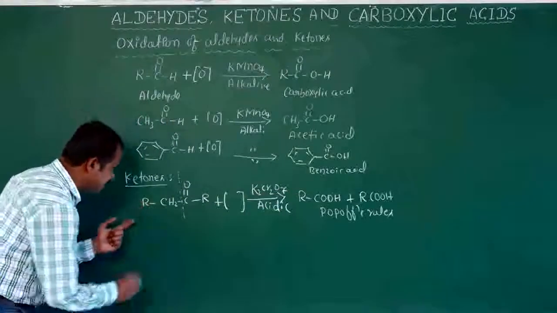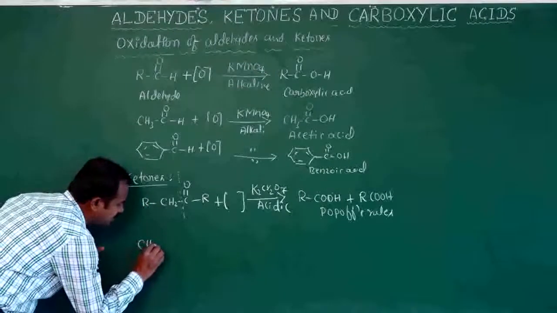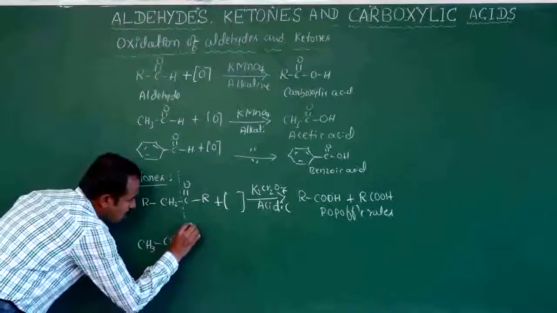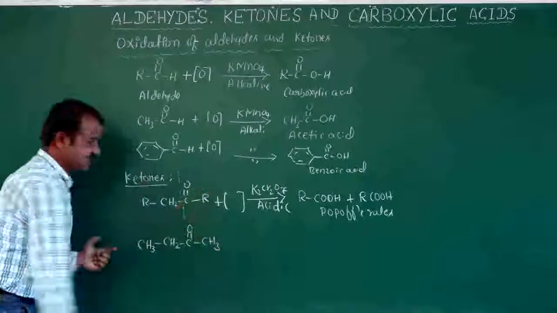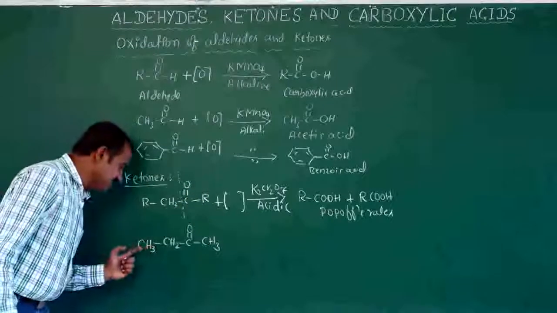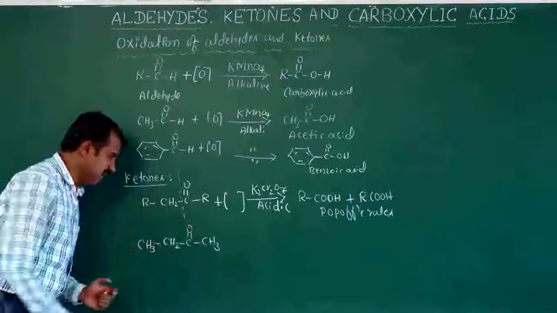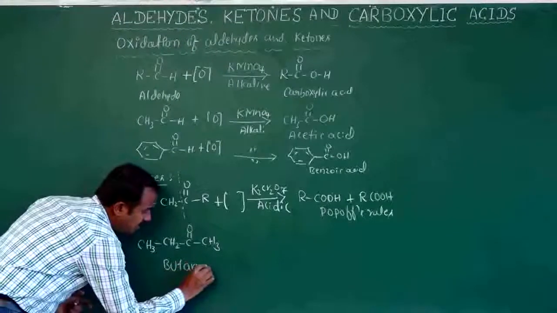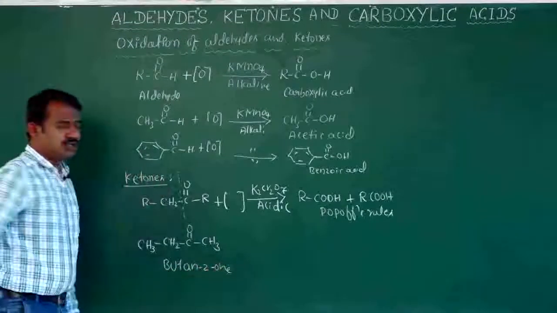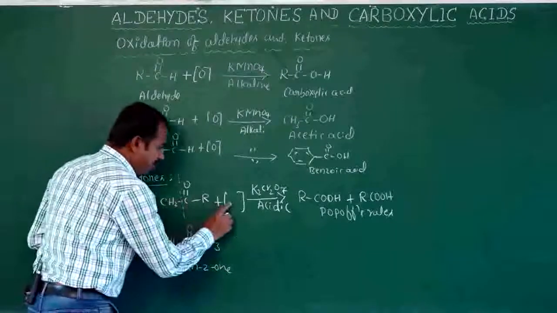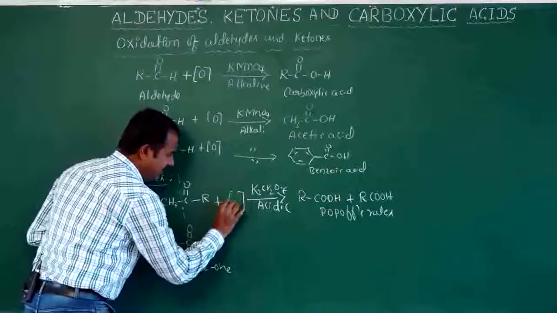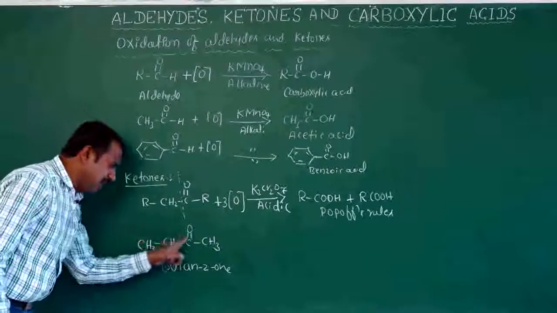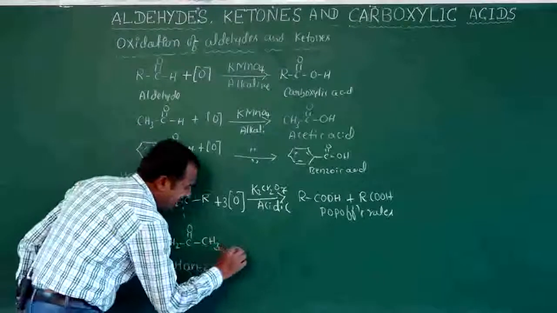Take an example instead of R. It is a simple process. CH3CH2COCH3. Listen carefully. This is butane-2-one, butanone. How many oxygens are required here? Three oxygens are required. Here also, butanone undergoes oxidation.